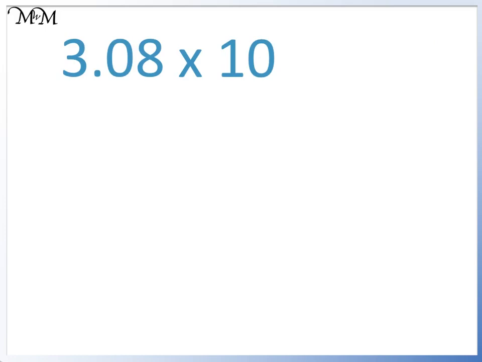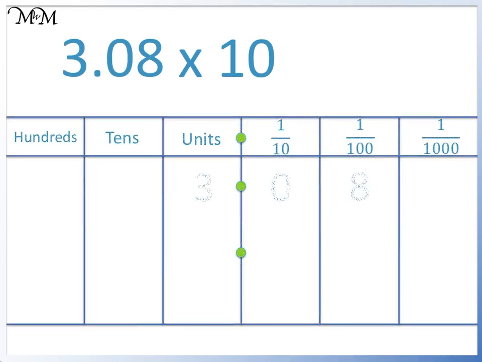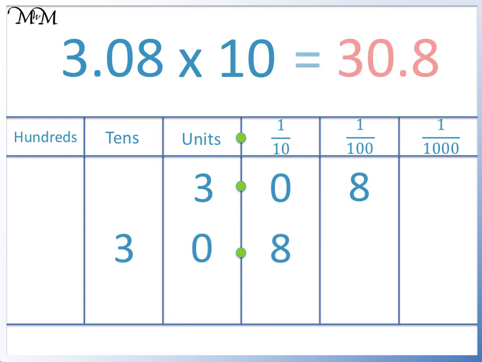In our final example, we have 3.08 times 10. We move the 3 one place to the left. Next, the other two digits will follow, with each digit moving one place to the left. 3.08 times 10 equals 30.8.